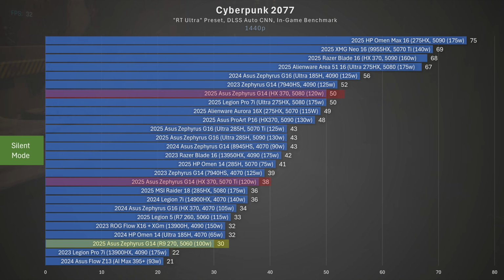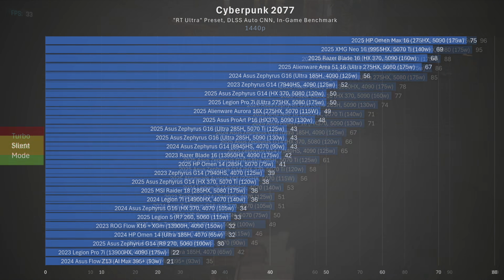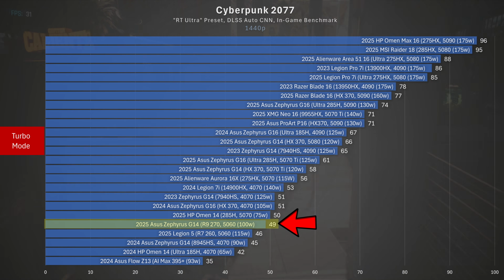So that's actually kind of a big benefit I want to point out here with the G14 5080 model: the ability to play some games in silent mode and still have respectable frame rates. So 50 FPS for silent mode on the 5080 is 1 FPS higher than the 5060 model was getting at full turbo mode. Fans blazing.